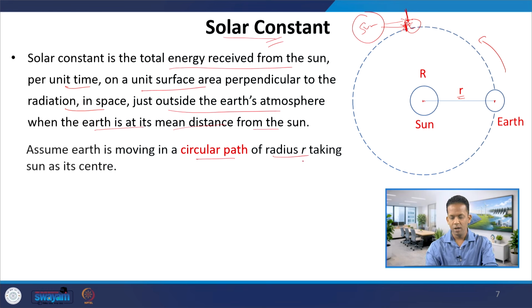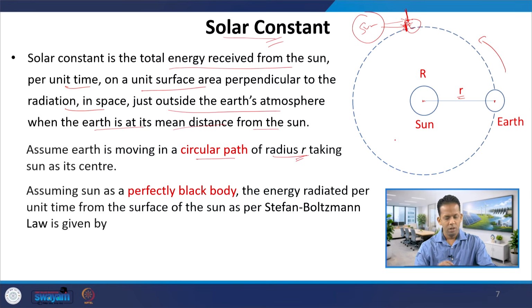So this radius r is nothing but the mean distance between Sun and Earth. So let's assume that Earth is moving around Sun in a circular path. Now the second assumption here is Sun is a perfectly black body, so that the energy which is radiated from Sun per unit time from the surface of the Sun is as per Stefan-Boltzmann law.